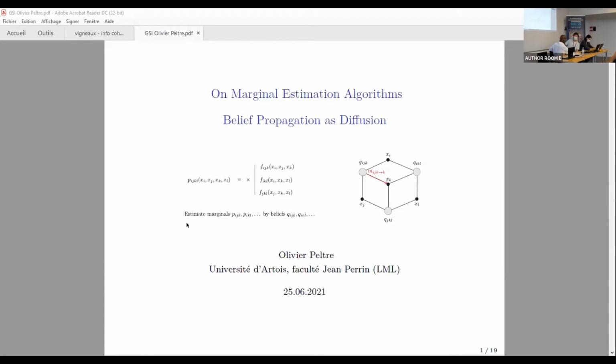By beliefs, I will denote them by Q. So the little q's will be also local probabilities, but we don't know if they are consistent.